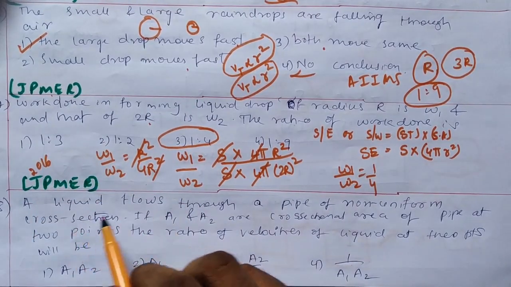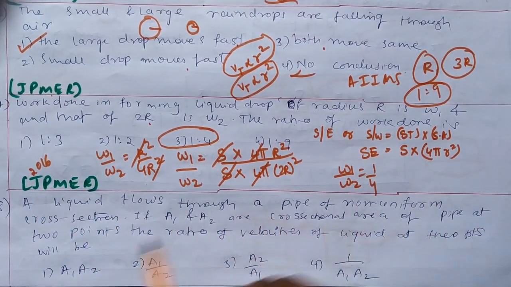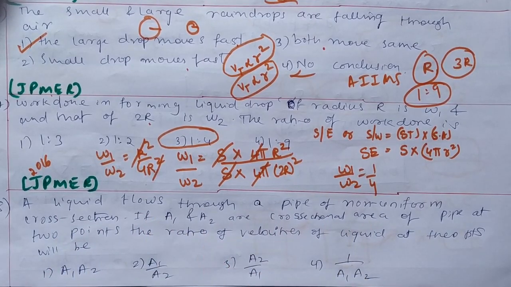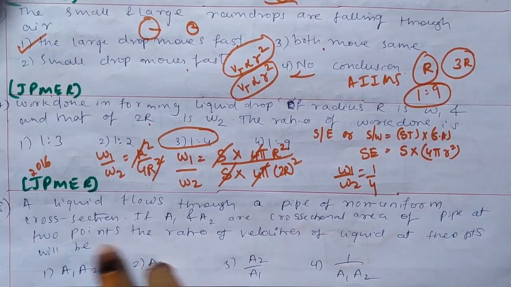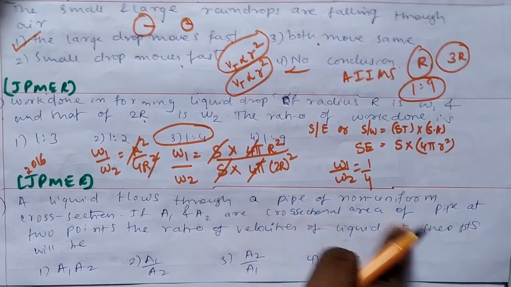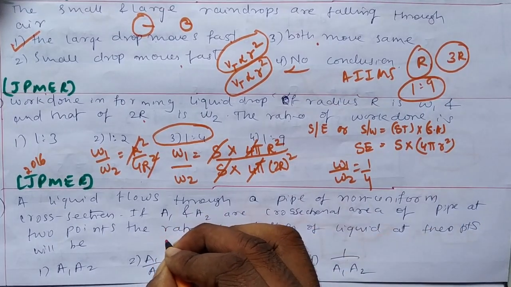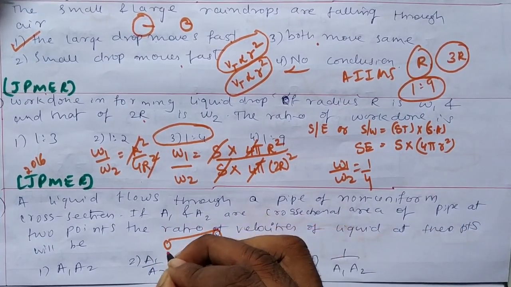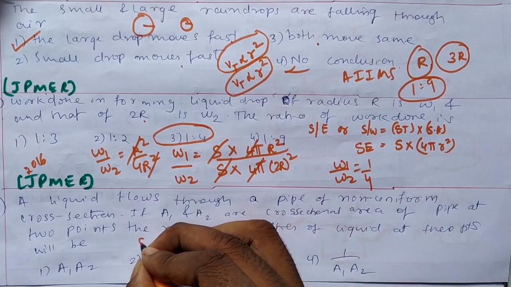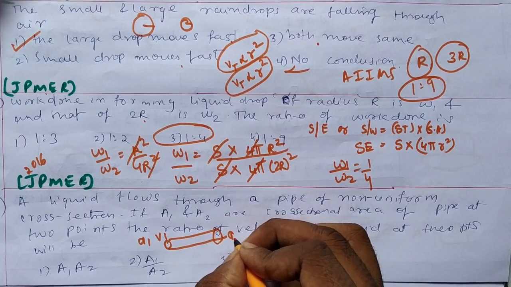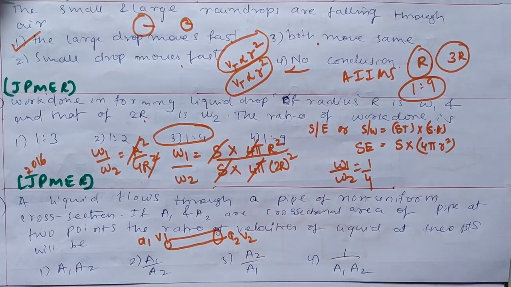A liquid flows through a pipe of non-uniform cross-sectional area. If A1 and A2 are the cross-sectional areas of the pipe at 2 points, the ratio of the velocity of the liquid at the two points will be? See, you have a small pipe like this. Here one side area is A1, velocity is V1. Here area is A2, velocity is V2.